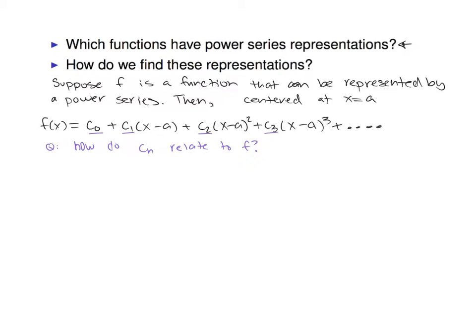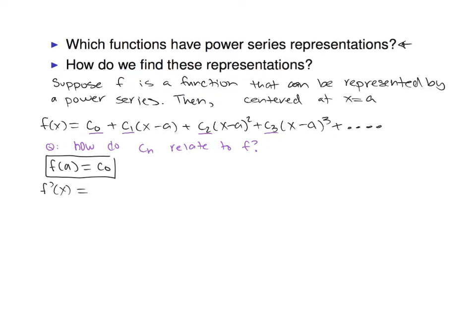Okay, well the first thing to notice is that if you plug in a, this is 0, this is 0, this is 0, and all that stuff is 0 except for c0. So f of a is going to equal c0. So whatever you get in your function when you plug in the point that you're centered around, that's that first coefficient. Now we're going to take a derivative, and that'll help us find the next ones.